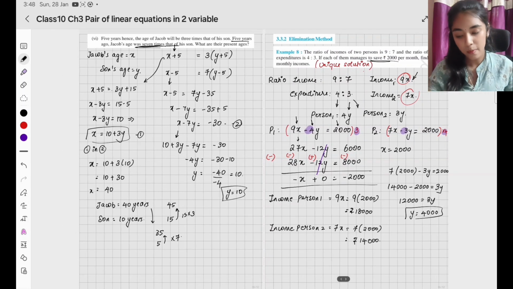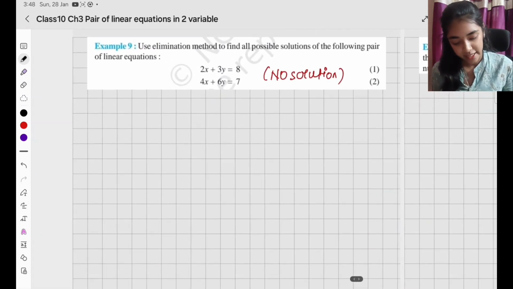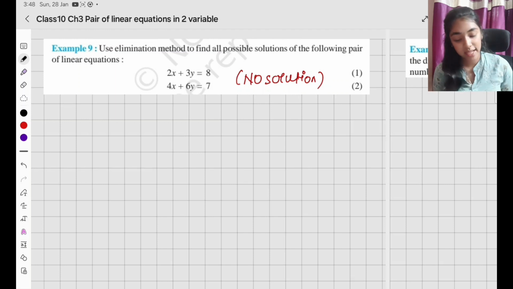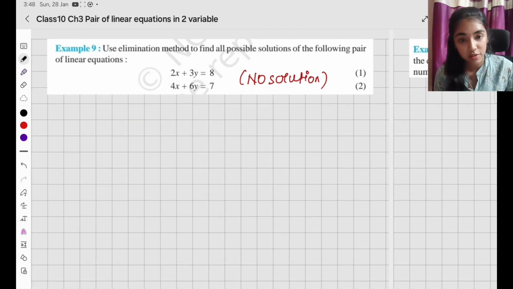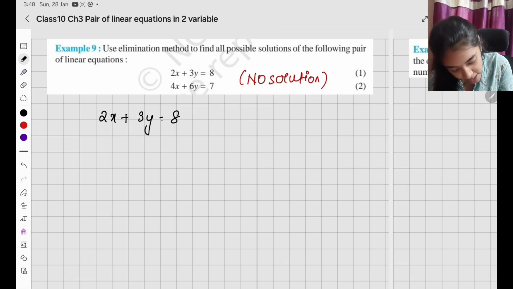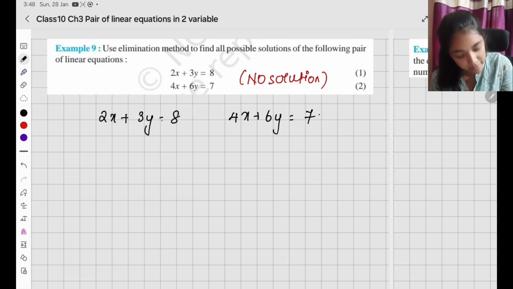Okay, now example 9. Use elimination method to find all possible solutions. So இந்த இடத்துல actually no solution. Elimination method வச்சு போட்டா என்ன வருதுன்னு பாப்போம். No solution னா என்னது? It is going to be a false statement with no variable. வருதான்னு பாப்போமா? So we have 2x plus 3y equals 8 is one equation and we have 4x plus 6y equals 7 is another equation. So I see that I have a 2 here and a 4 here.